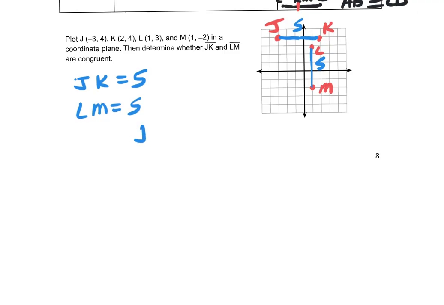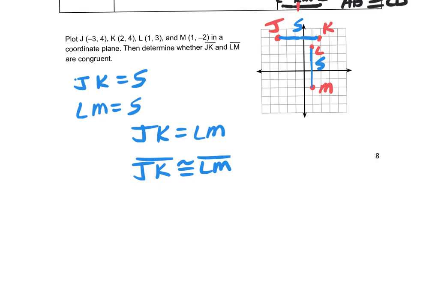So then what I could say is JK is equal to LM. The length from J to K is the same as the length from L to M. Don't have a symbol above it. If I put my symbol above it, then I would say JK is congruent to LM. Those two segments are congruent.